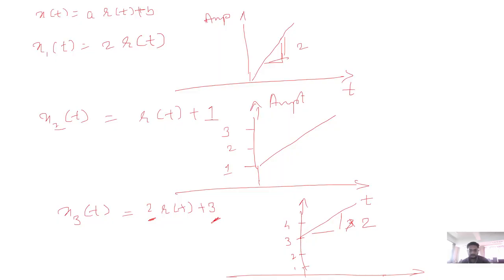नाउ नेक्स्ट पार्ट. ओके नेक्स्ट प्रॉब्लम हम लेंगे विच इज 3 r of t minus 1. ओके now this is a little bit tricky. There are two ways to solve it. Okay, first hum kya kar sakte, what is minus 1 represent over here?